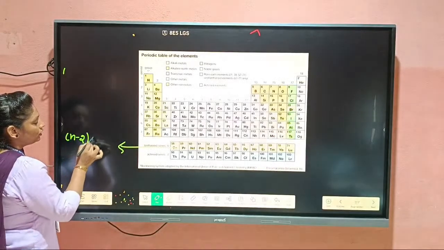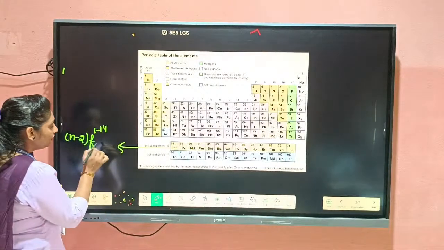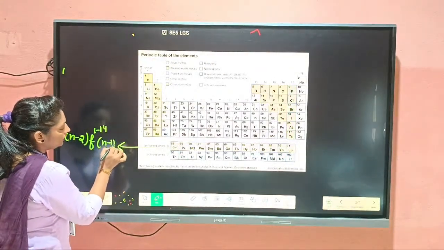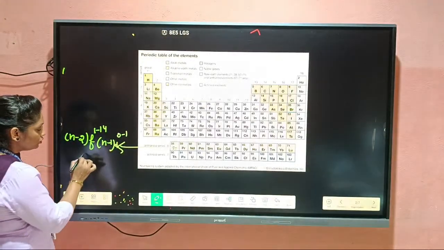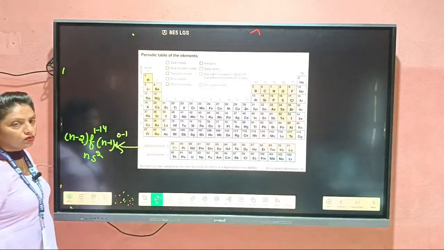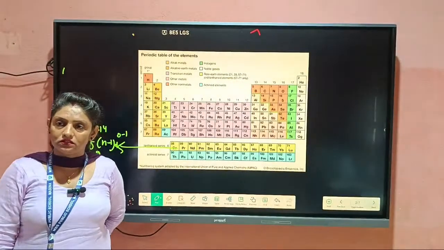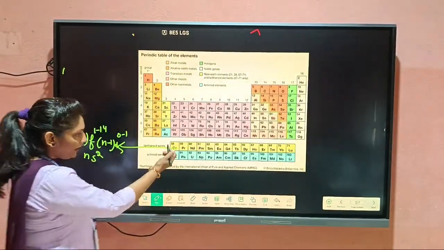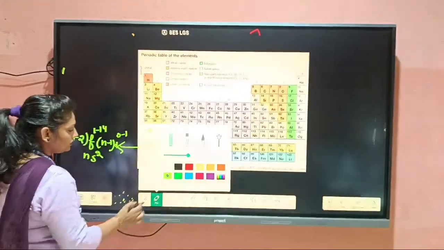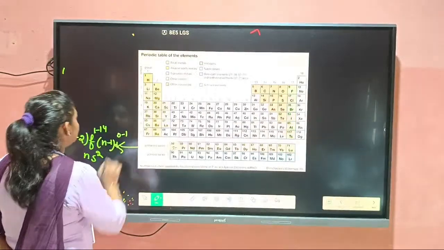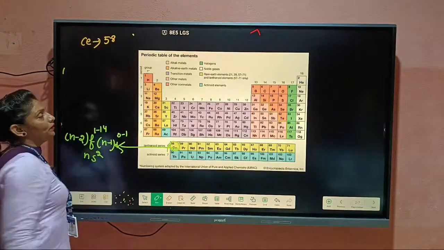For F block: (n minus 2) f 1 to 14, (n minus 1) d 0 or 1, ns2. This will be the general configuration for F block elements. You can write the configuration for cerium, Ce. It has atomic number 58.